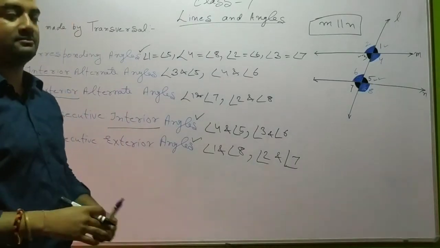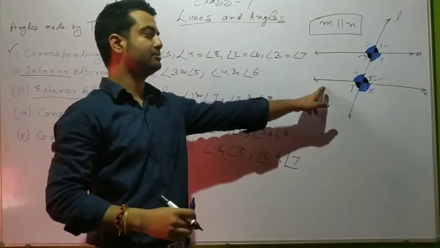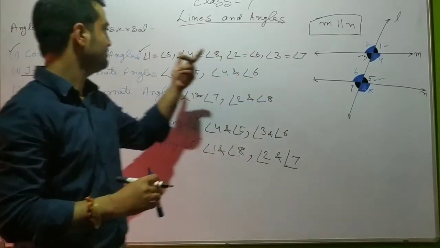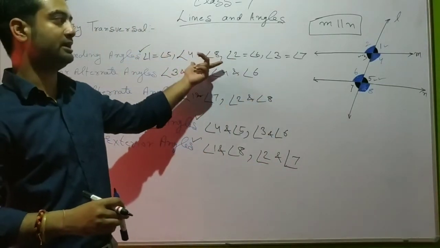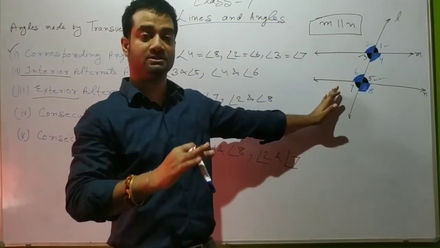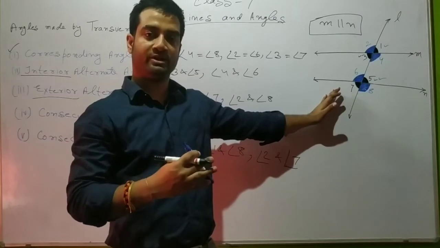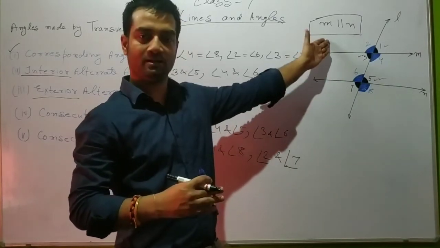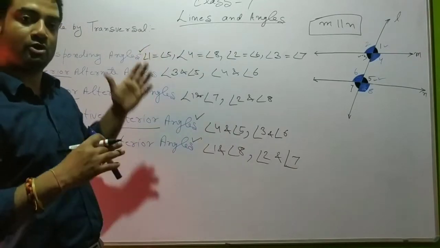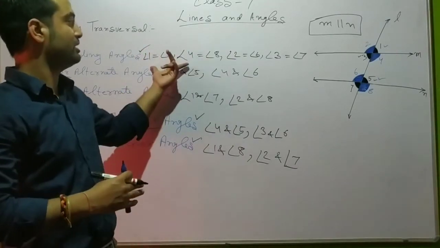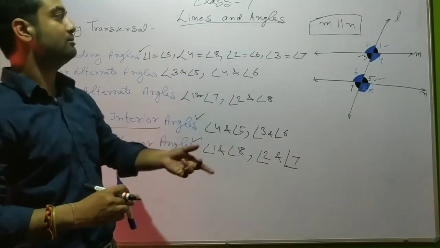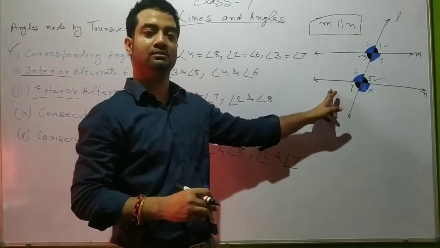If and only if M and N here are parallel. Also, if corresponding angles are equal, it means that the line segments are parallel. So it works in both ways. First point, if the line segments are parallel, then corresponding angles will be equal. Second point, if corresponding angles are equal, then it must be sure that the line segments are parallel.